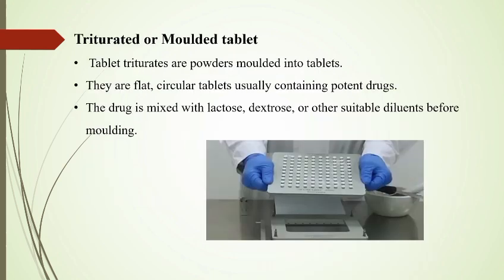Next is triturated or molded tablets. Here, the powders are triturated and molded into tablets. Usually, the triturated tablets are flat, circular, and usually contain potent drugs. Here, the drugs are also mixed with lactose, dextrose, and other suitable diluents before molding to get the perfect shape and size of the tablets.